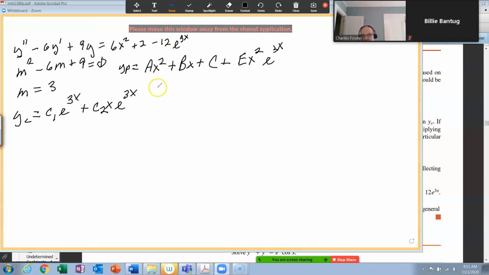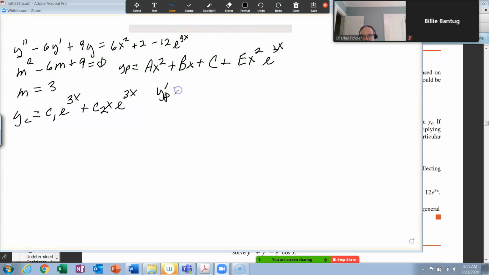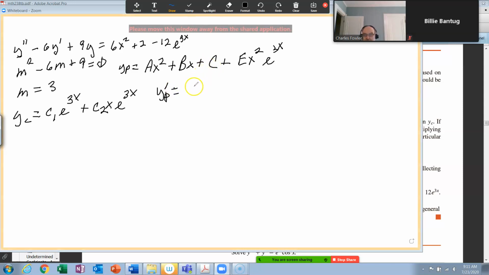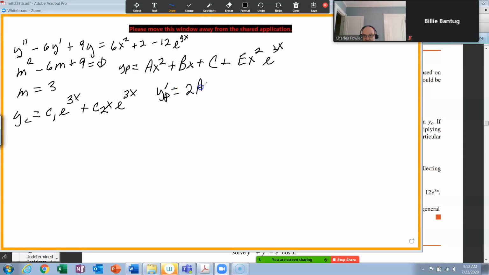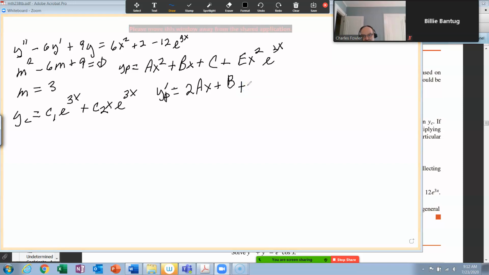So here we go with our derivatives. Y sub p prime. You want to do them or you want me to do them? Okay, 2ax, right? Derivative of ax squared would be 2ax plus b. This term gives you nothing. Derivative of a constant is zero. Plus, here we have a product rule. Maybe that's why they call this a multiplication rule. I don't know.